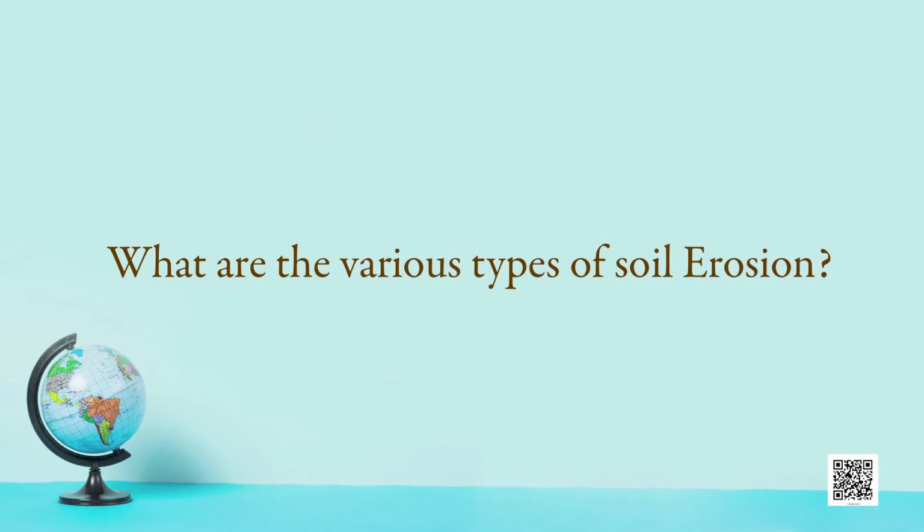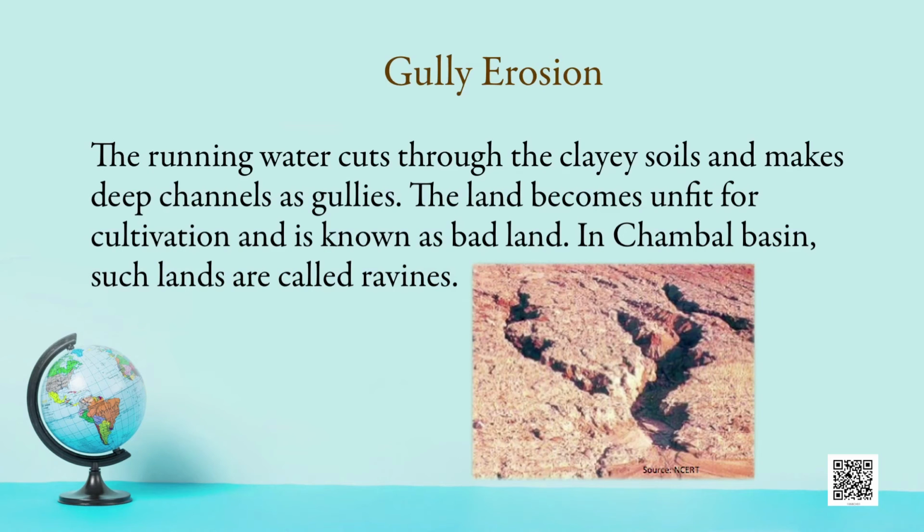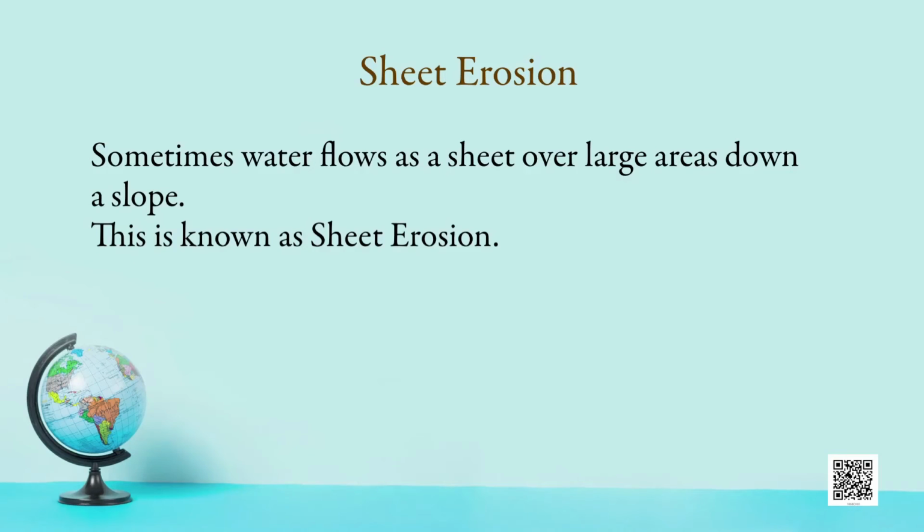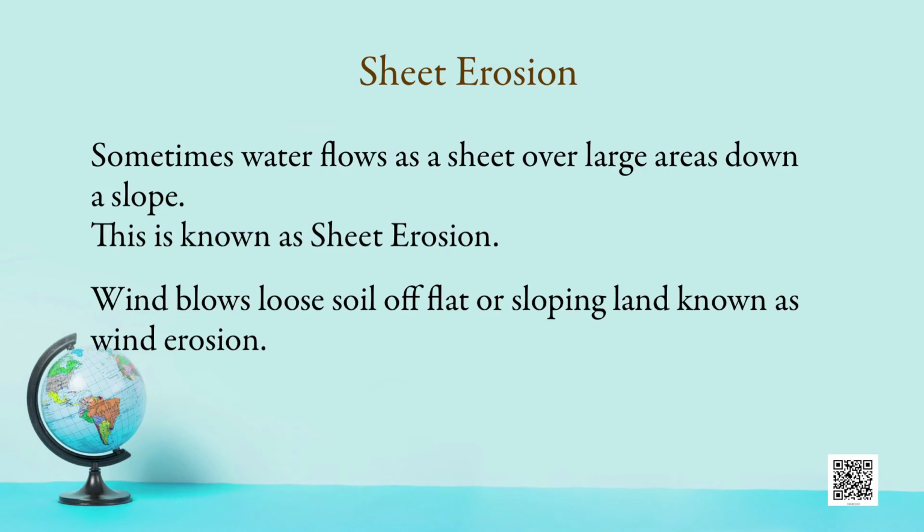What are the various types of soil erosion? When the running water cuts through the clayey soils and makes deep channels, it is called gully erosion. The land becomes unfit for cultivation and is known as badland. In the Chambal Basin, such lands are called ravines. Sheet erosion is the other type of soil erosion. Sometimes water flows as a sheet over large areas down a slope. Wind blows loose soil off flat or sloping land, known as wind erosion.